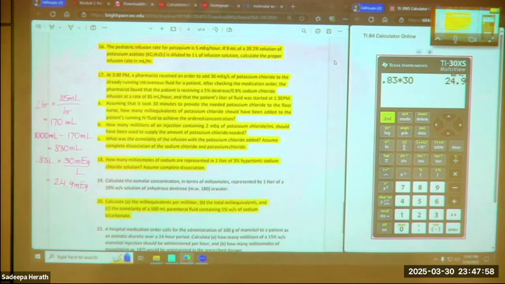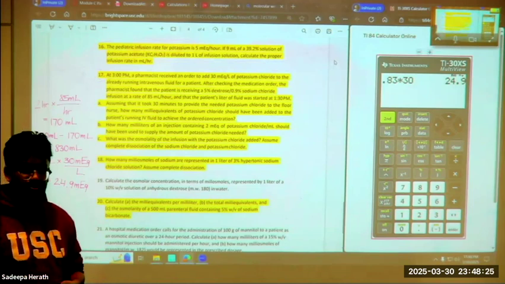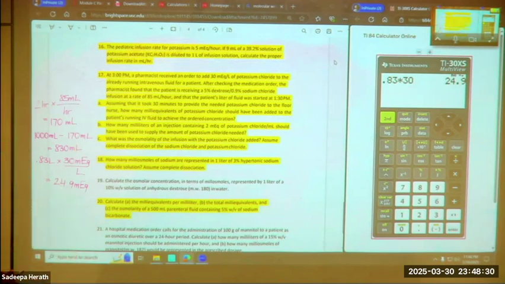All right, so that's A. B is asking how many milliliters of an injection containing 2 milliequivalents of potassium chloride per ml should have been used to supply the amount of potassium chloride needed. So we have a quantity of milliequivalents, but that isn't a viable quantity that we can administer, right? We need to use milliliters or weigh it out in grams and such.